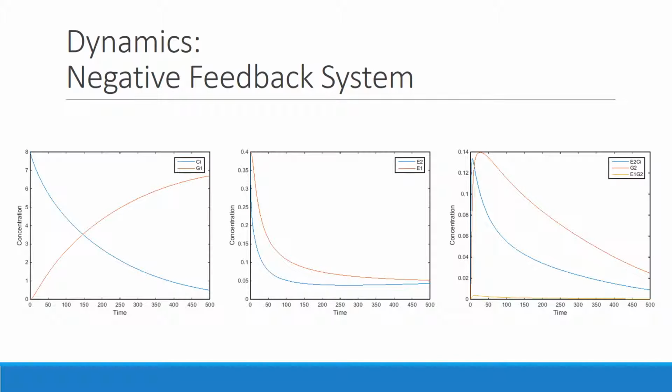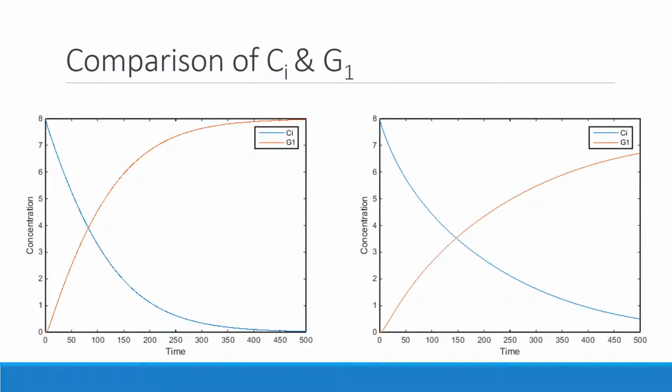The negative feedback system was then simulated in the same manner that was done with the positive control system. The same 3 plots were produced, the one on the far left being cellulose and glucose, the one in the middle being the 2 enzymes, and the one on the right being the dynamics of the intermediates. A comparison was made between the positive control system on the left and the negative feedback system on the right.